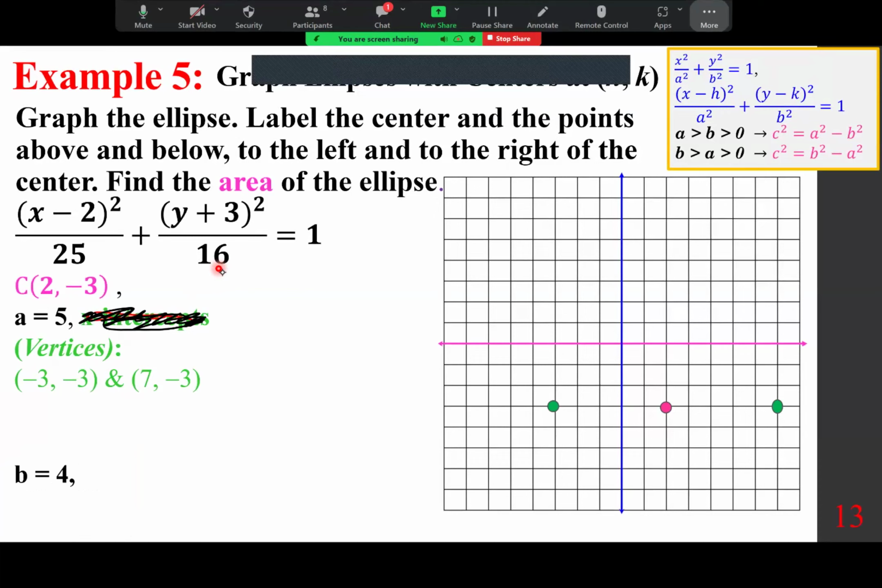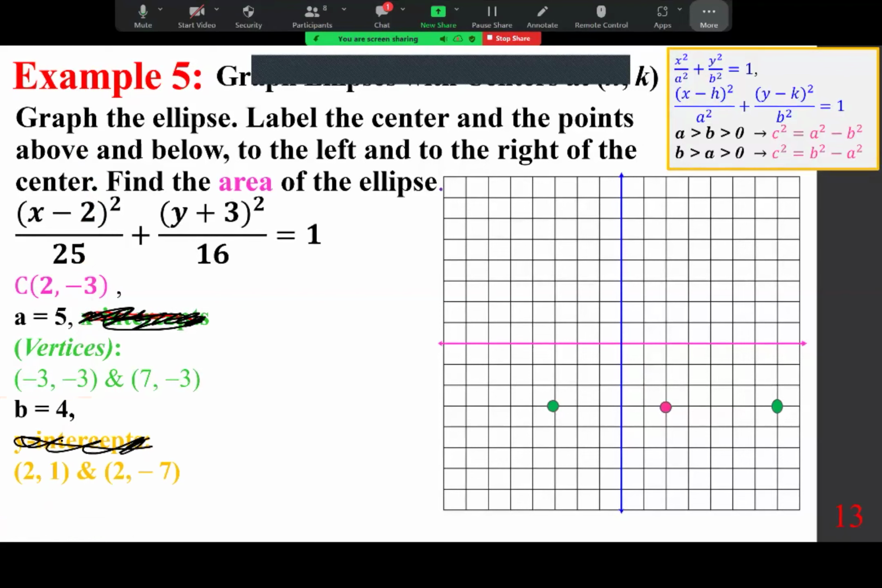Now, b is 4. And so we go back to the center. We go 4 units up. That means x is still 2, -3, and b or 4 gives us +1. We go 4 units down, and it makes it -3 minus 4, which is -7. And again, it's a matter of comparison to what we did as the intercepts.